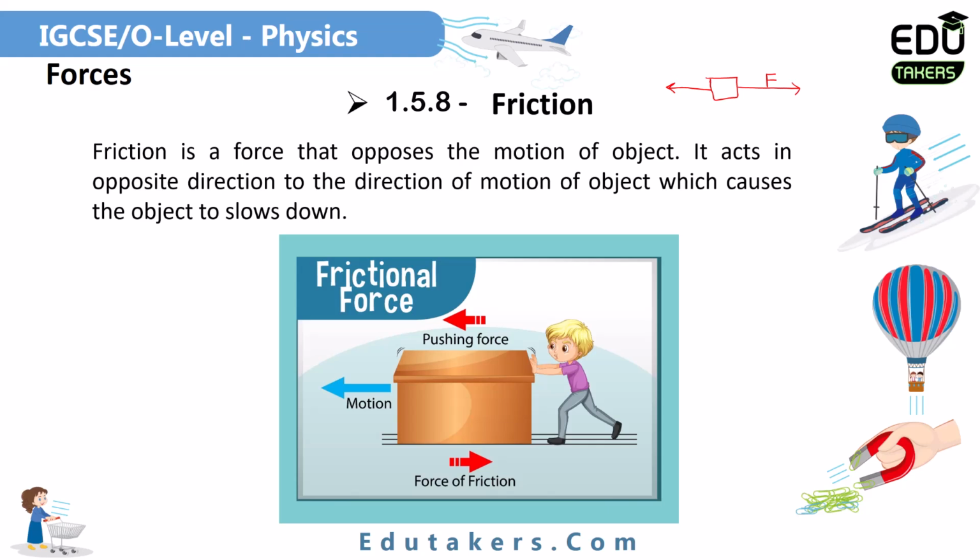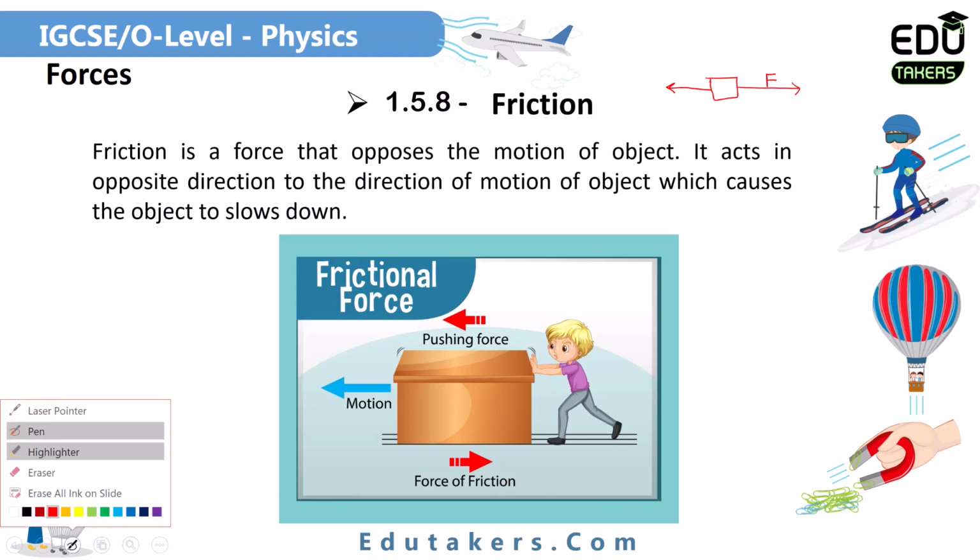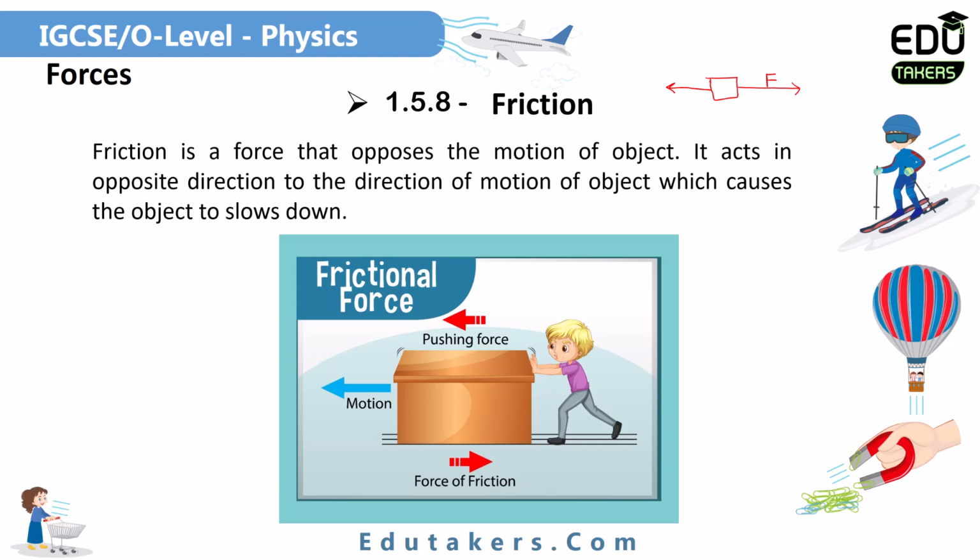What is the effect of this force? It actually slows down the motion of the body. So see this figure. First of all, here is the concept of a frictional force. There is a table which is moving towards the left. You are applying the force towards the left, due to which the table is moving towards the left.